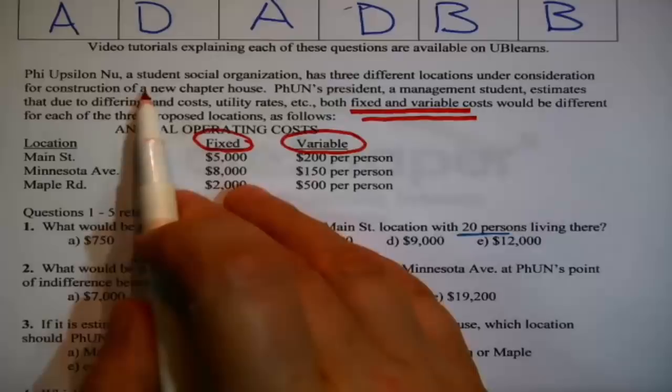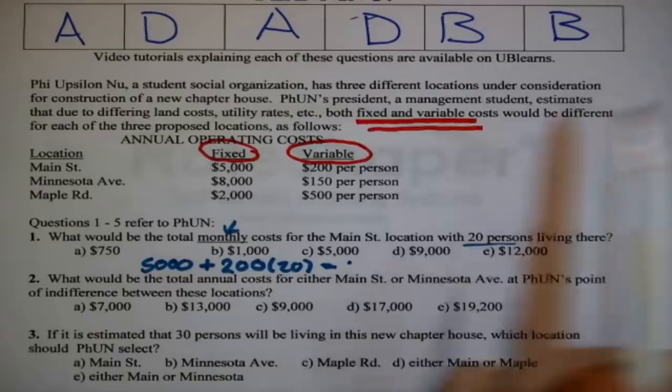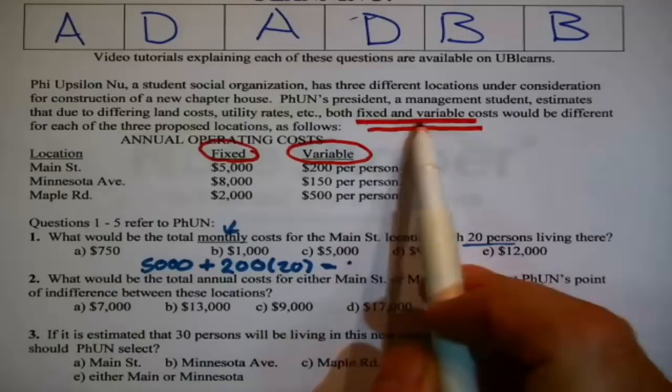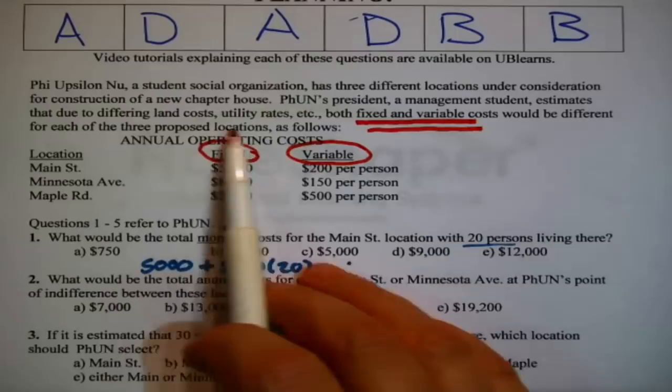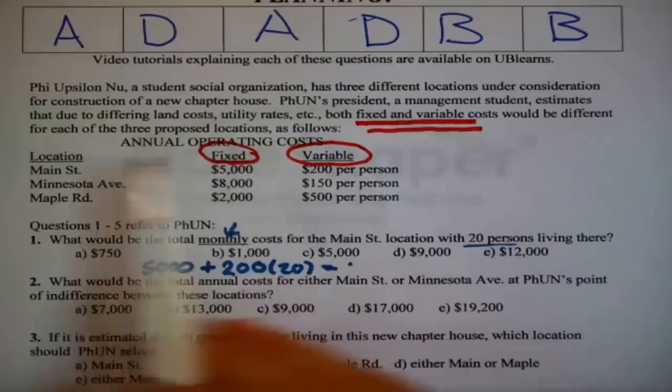Phi Upsilon Nu, a student social organization, has three different locations under consideration for the construction of a new chapter house. Fund's president, a management student, estimates that due to differing land costs, utility rates, both fixed and variable costs, see how I was obsessing about that, would be different for each of the three proposed locations. So these are the candidates, and obsession, fixed and variable costs. Now wait, why is that so important?